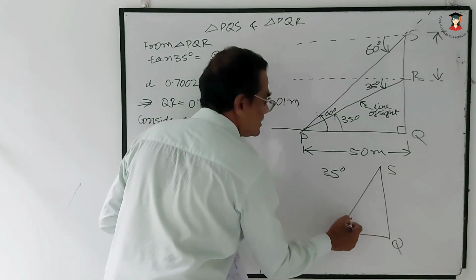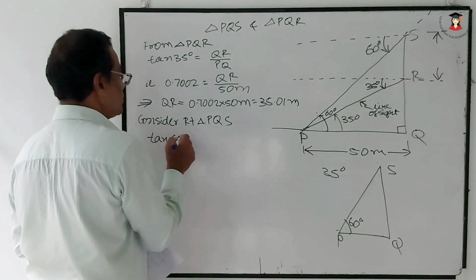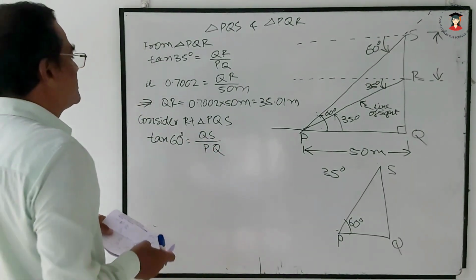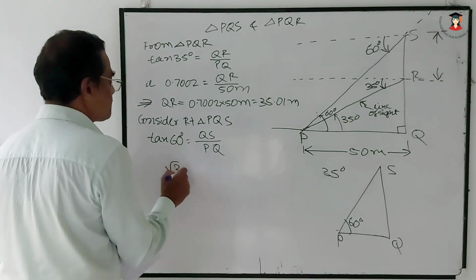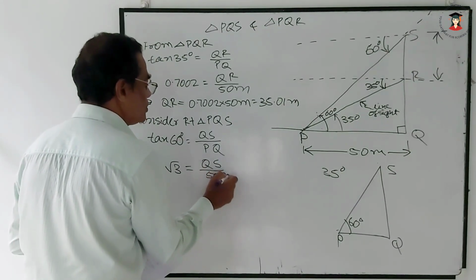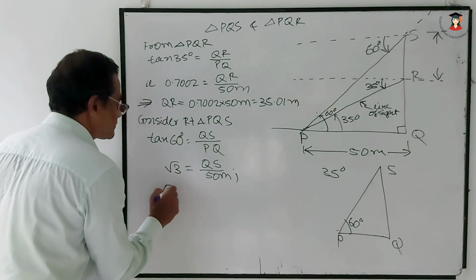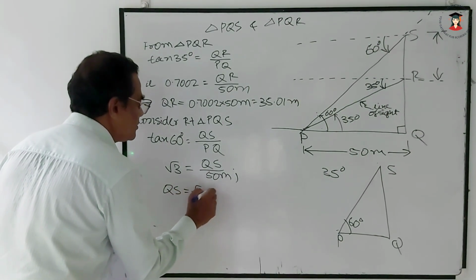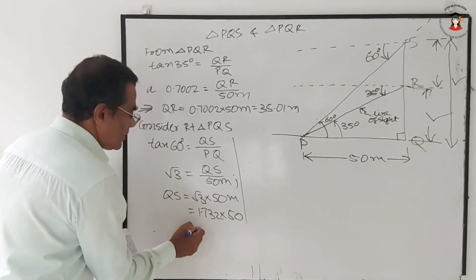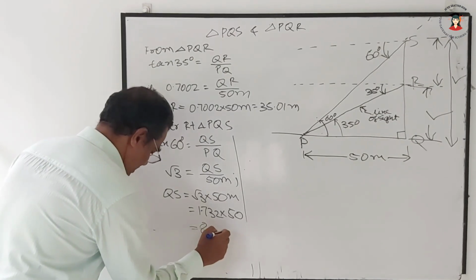PQS, and the angle is 60 degree. So tan 60 equal to QS by PQ. From that, tan 60 we know it is root 3, equal to QS, which we do not know, by PQ, which is 50 meter. So QS equal to root 3 into 50 meter, equal to 1.732 into 50 meter, equal to 86.6 meter.